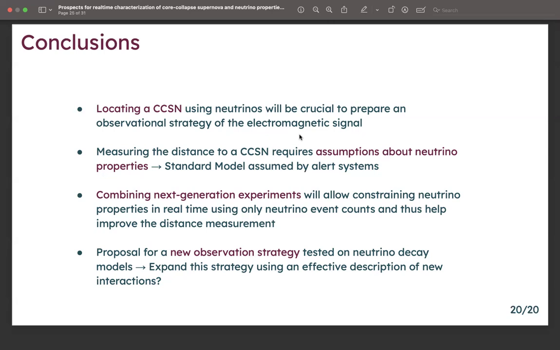Now, we propose a new observational strategy, which we tested with this neutrino decay model. Of course, it would be interesting to see what happens if we expand this to a more general model, which includes whatever theory is possible. So this is some kind of outlook, something that can still be done. But all in all, that's it.